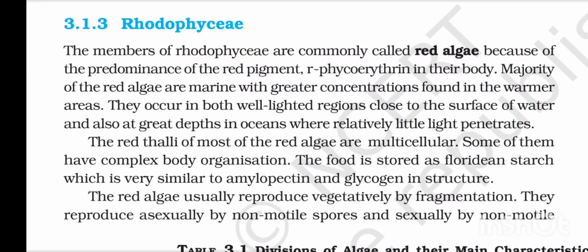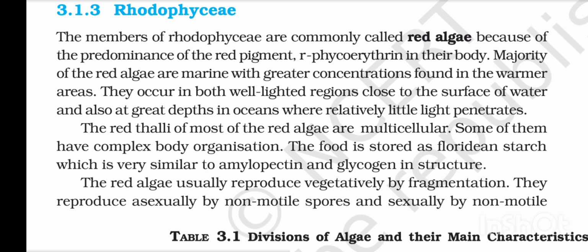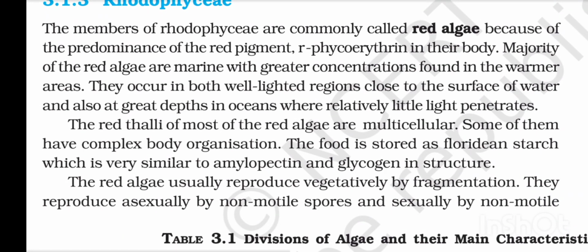3.1.3 Rhodophyceae. The members of Rhodophyceae are commonly called red algae because of the predominance of the red pigment phycoerythrin in their body. The majority of red algae are marine, with greater concentrations found in warmer areas. They occur in both well-lighted regions close to the surface of water and also at great depths in the ocean where relatively little light penetrates. The red thalli of most of the red algae are multicellular. Some of them have complex body organization.